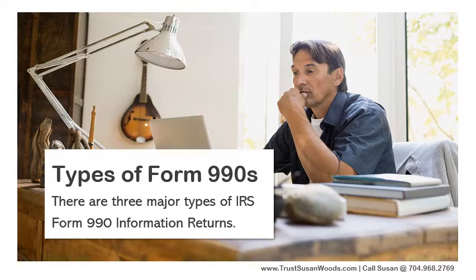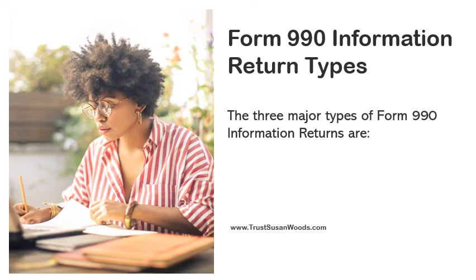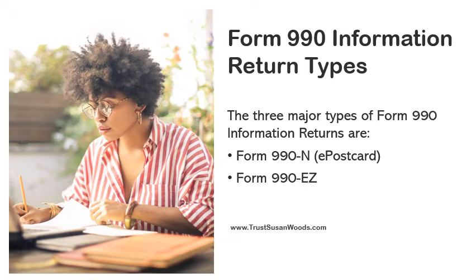Types of Form 990s. There are three major types of IRS Form 990 information returns. Number one, Form 990N, also known as the e-postcard, number two, Form 990EZ, and number three, the Form 990. These are the three major types of Form 990 information returns. There is a fourth type called the Form 990 PF, which means private foundation. I don't discuss the private foundation Form 990 in this lesson because that's not my specialty.